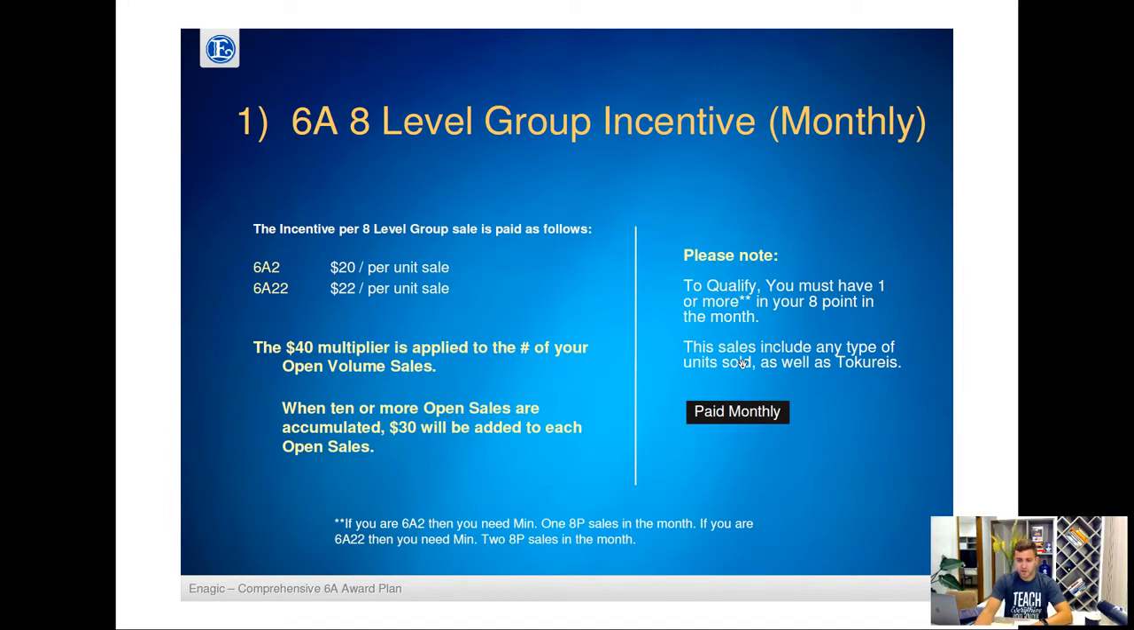And let's see, what else do we have here? The sales include any types of units sold as well as tokenized, all right? And the monthly incentive is paid out every single month.